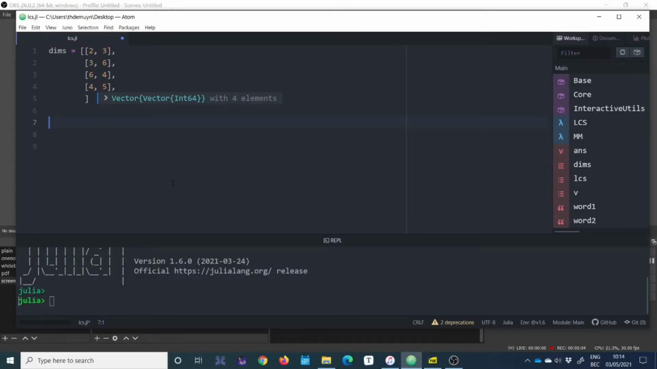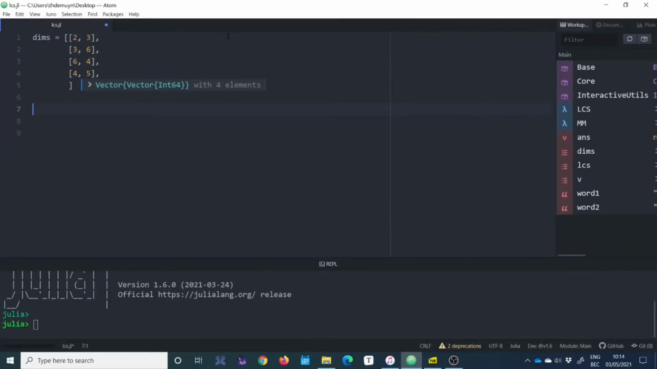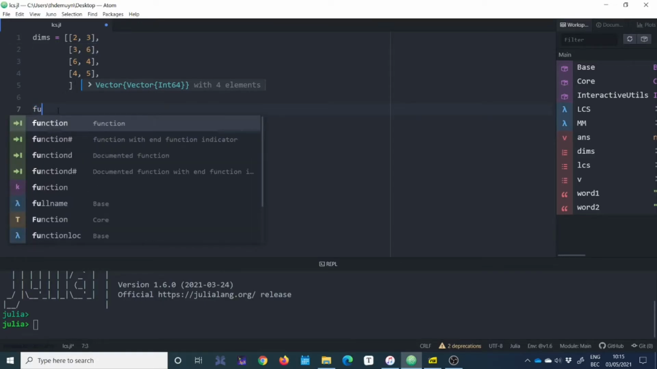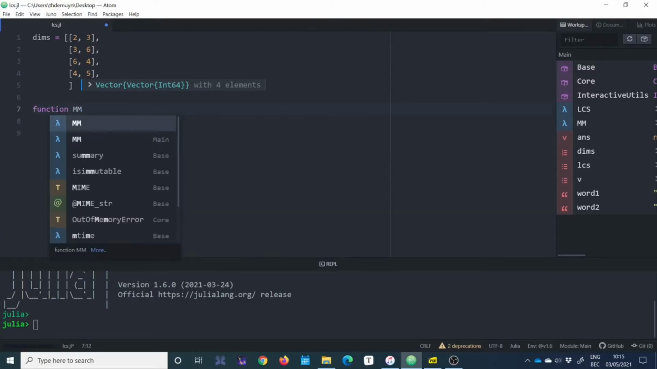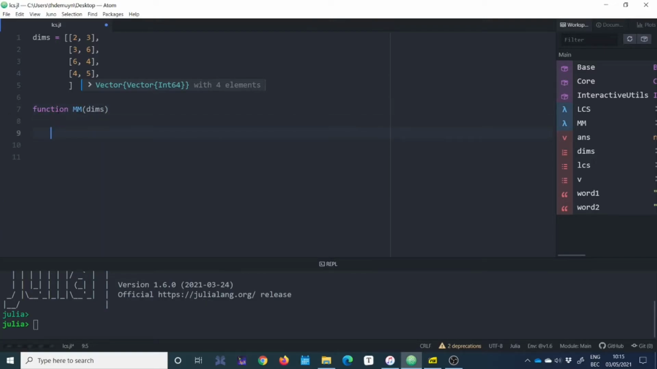Okay, so welcome to Julia. So here I already made a vector of the dimensions of the various matrices. Right? So here this is the dimension of matrix 1, dimension of matrix 2, and so on. Okay, so this is what I start with, and now I'm trying to write a function, matrix multiplication. This is going to take this vector of dimensions, and it's going to give me my result, and then I'm going to call mn to this vector. Okay, and at the moment it's not returning anything.